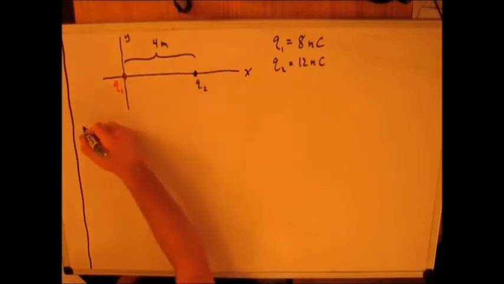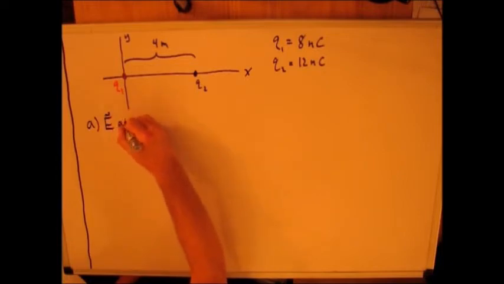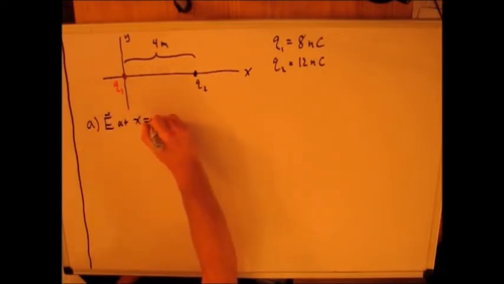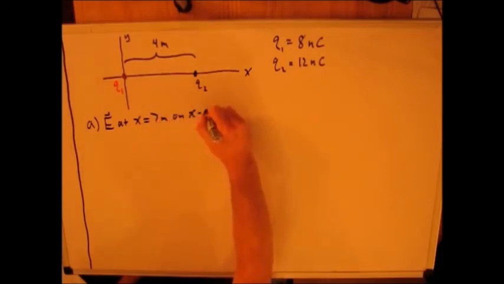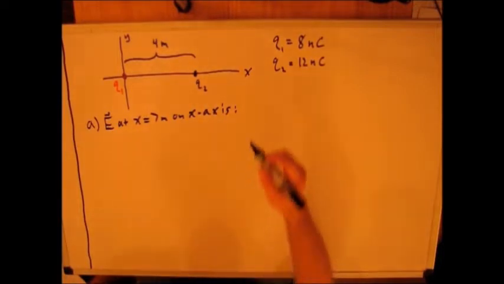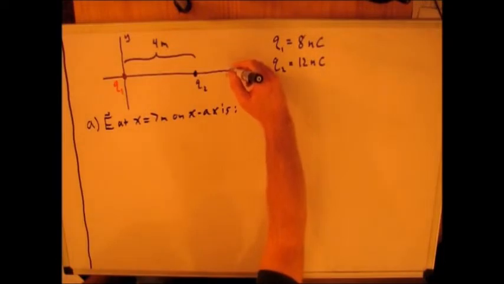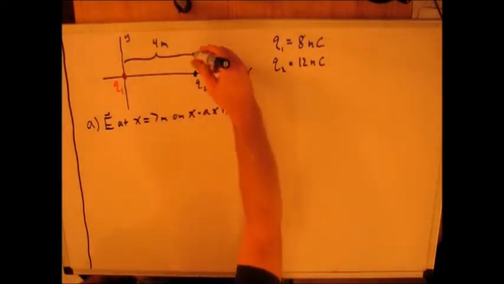So first, part A: find the net electric field at the point x equals 7 meters on the x-axis. Okay, so x equals 7 meters, that's over here somewhere. I'm going to draw an x right there. That's the point. Notice that x equals 7 meters is 3 meters away from Q2.